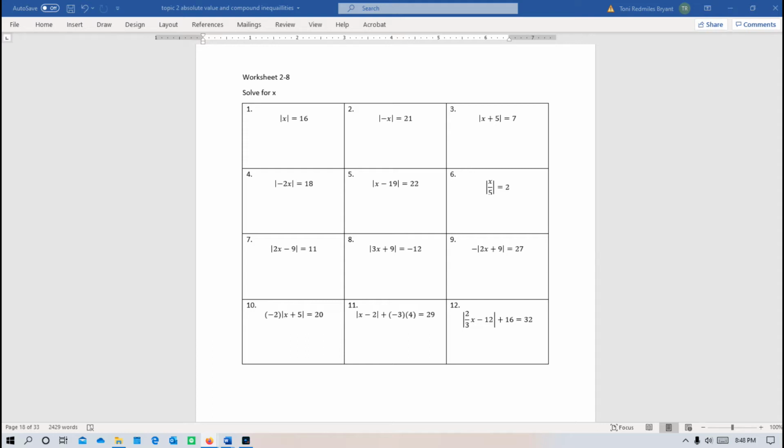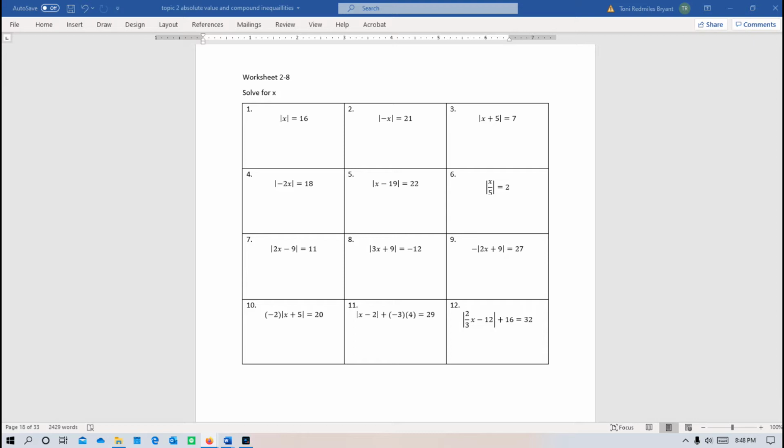All right, here we are again for worksheet 2-8 for Discovering Pre-Algebra Part 1. And in this one, we're talking about absolute value, and we're starting to solve these more complex absolute value equations. Okay, so give me a second when you're grading it.